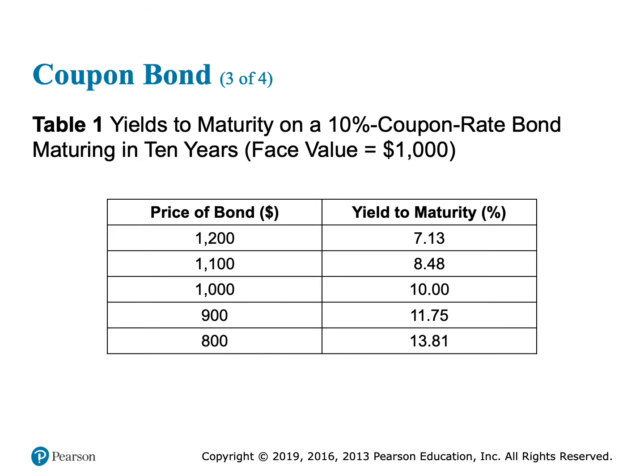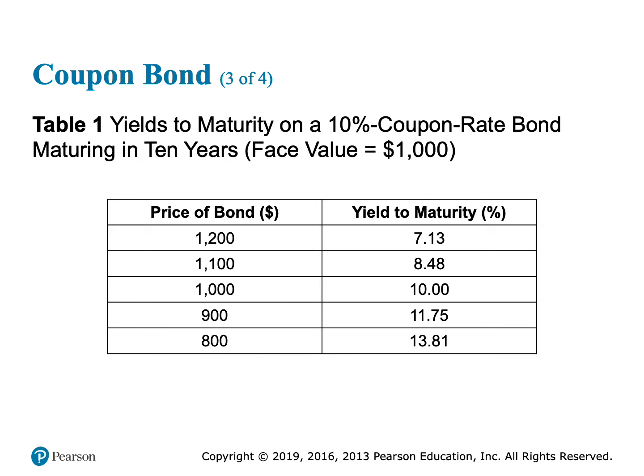Knowing the price of the bond, we then calculate the yield to maturity to see what that yield to maturity is. If the price of the bond is $1,000, the same as its face value, then our yield to maturity is 10%, which is the same as our coupon rate. Were the price of the bond less than its face value, say $900 or $800, the yield to maturity would be 11.75% or 13.81%. It would be higher than the coupon rate.